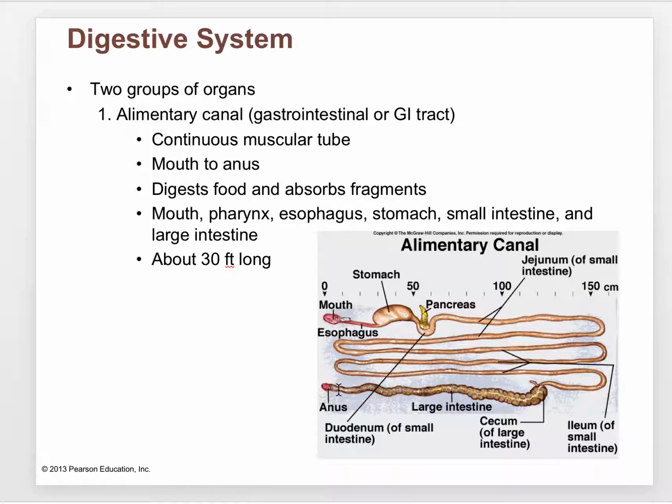There's two groups of organs in the digestive system. First is the alimentary canal, and second is the accessory organs. The alimentary canal is basically a continuous muscular tube that goes from the mouth to the anus. It digests food, it absorbs fragments of food. It consists of the mouth, the pharynx, the esophagus, the stomach, the small intestine, and the large intestines. It's about 30 feet long from the one end to the other.